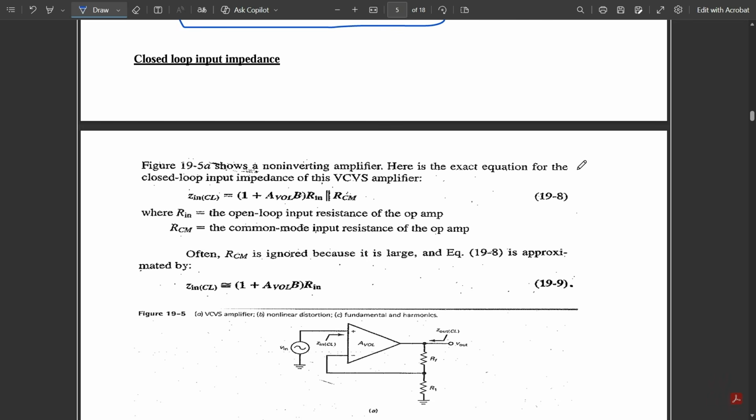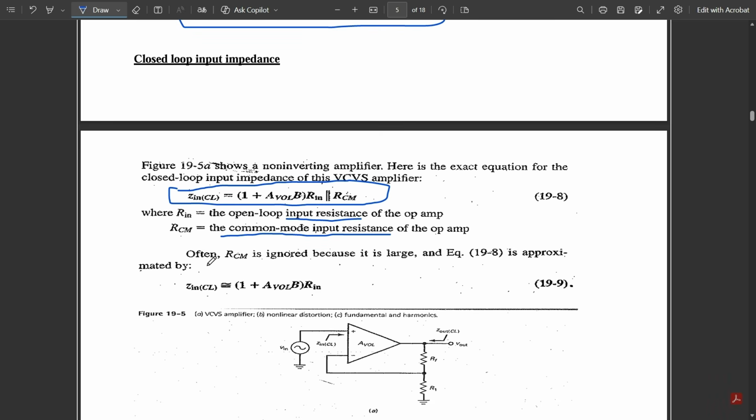So here is the exact equation for the closed loop input impedance of a VCVS amplifier. Input impedance in closed loop is defined as Zin of closed loop equal to 1 plus AVOL, the open loop voltage gain, into beta, whole into Rin parallel to RCM. Rin is the open loop input resistance of the op amp, and RCM is the common mode input resistance. You need to remember these names: Rin is called the open loop input resistance, and RCM is called the common mode input resistance. With these you can define the closed loop input impedance of a VCVS amplifier.